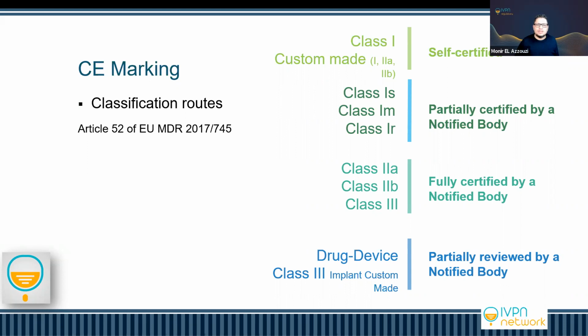But the EU MDR, the new regulation, is saying that even if your product is a drug and it contains a medical device, the medical device part of this product should go to a notified body to be reviewed. So here you also have a partial review by a notified body. And what is new also is that class 3 implantable custom-made devices have also to be partially certified by a notified body, not on the product itself, but mainly on the quality management system. The point is to confirm that your company has a quality management system for implantable devices. So this is mainly the idea here.